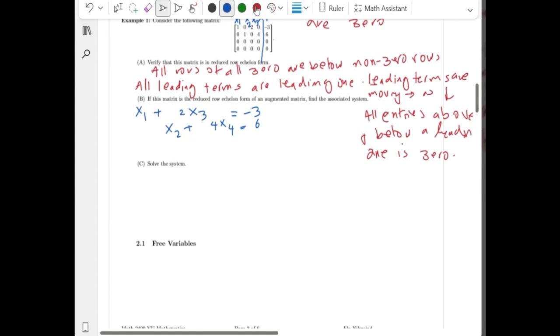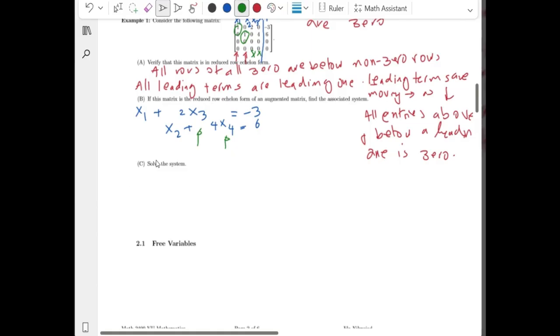Here I can say that these two columns, the columns for x1 and x2, have a leading 1. But the columns for x3 and x4 don't have a leading 1. See, this is a leading 1, this is a leading 1. And so these two columns don't have leading ones. So I'm going to choose these two variables as free variables.